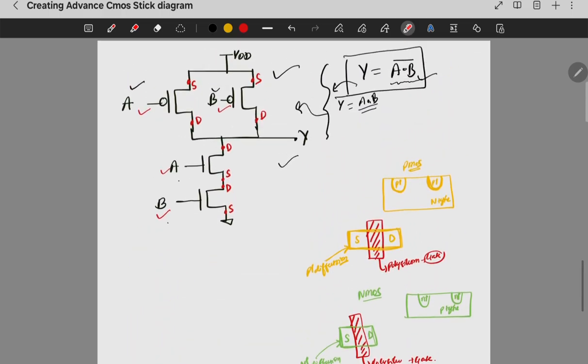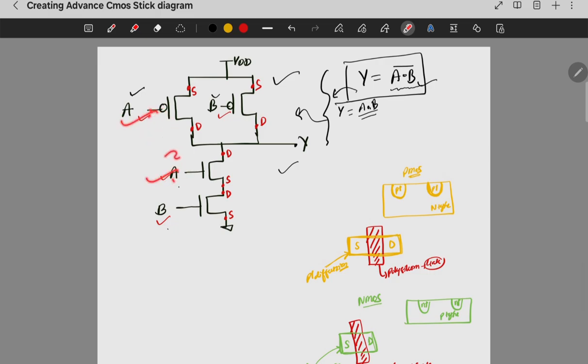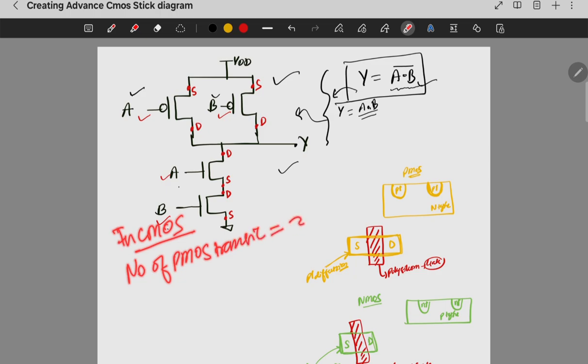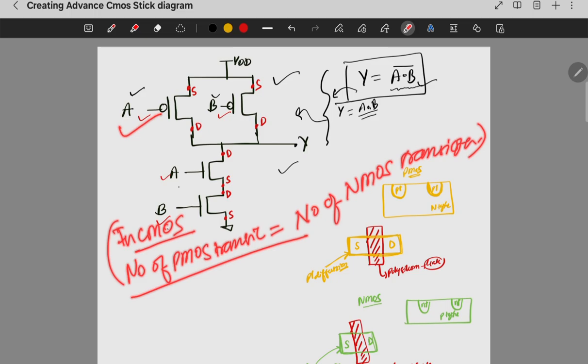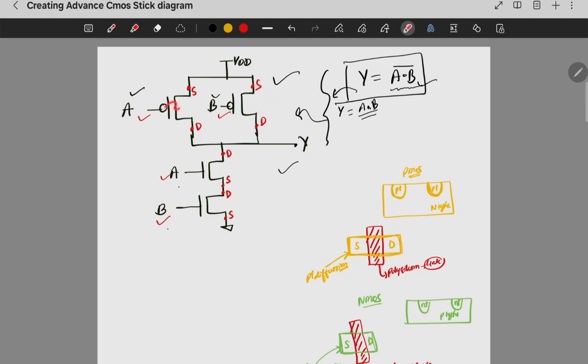Now the trick is that A and A, both logics are the same. One A will be created for PMOS and one A will be created for NMOS, because in CMOS the number of PMOS transistors is equal to the number of NMOS transistors. This should be kept in mind. If I have A above, I have A below, B and then B. It doesn't matter in which way they are arranged, but the number would be the same. This A and this A get the same logic from A, and this B and this B get the same logic from B.